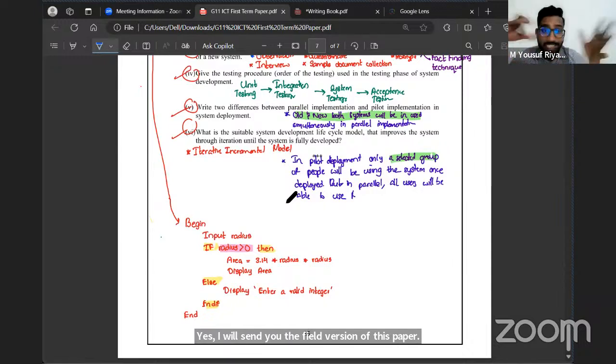How to get to the grade 10 session? This is the grade 10 link, the same link only. The same meeting will be going on.